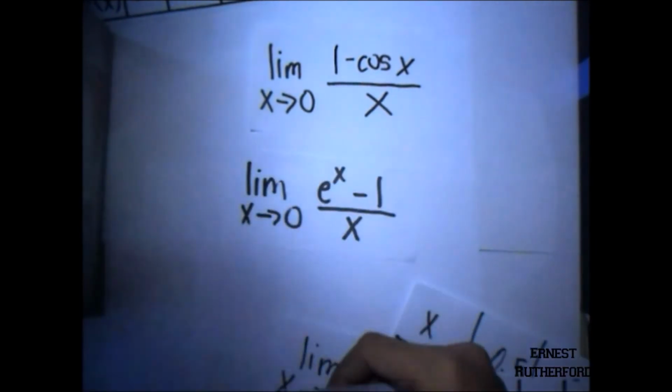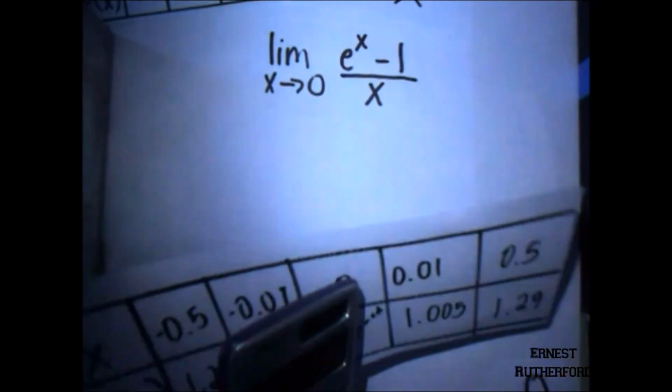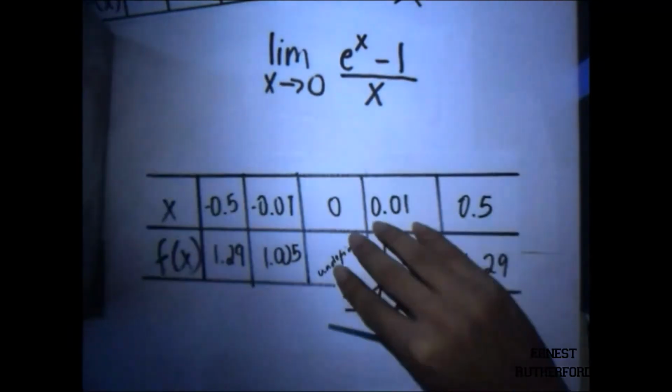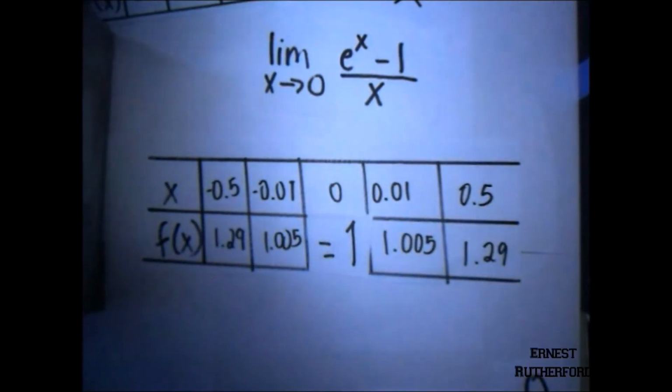The next one is the limit of e raised to x minus 1 over x as x approaches 0. We need the calculator and make a table. Therefore, getting these values, then the limit is 1. I hope this has helped you understand how to evaluate limits involving these expressions.